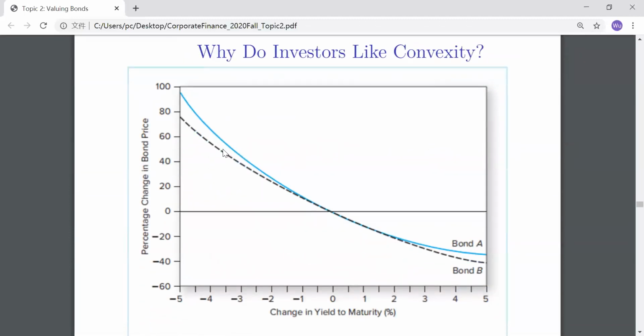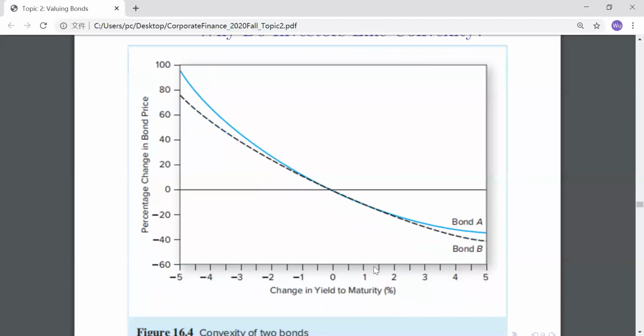So now you can see why investors like convexity. We can compare two bonds, bond A and bond B, where bond A is more convex than bond B. Bond A has this nice feature: when the yield goes up, bond A's price does not drop that much compared to B. When the yield goes down, which is a favorable environment, bond A's price increases much more than bond B.